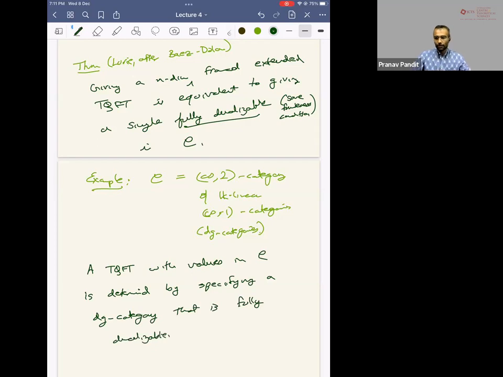Right? So this is the example that gives rise to mirror symmetry. Mirror symmetry is an equivalence of two topological quantum field theories. And those theories are determined by specifying the value on a point, which is given by a certain category.